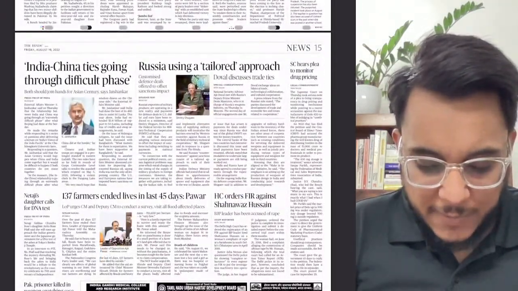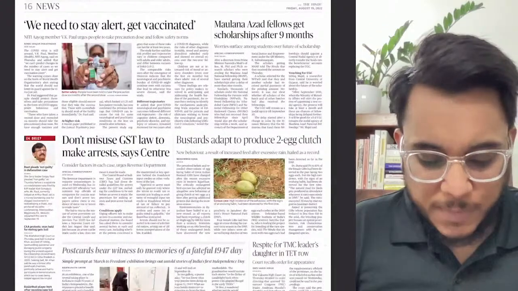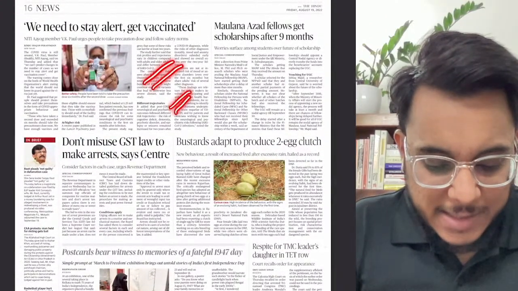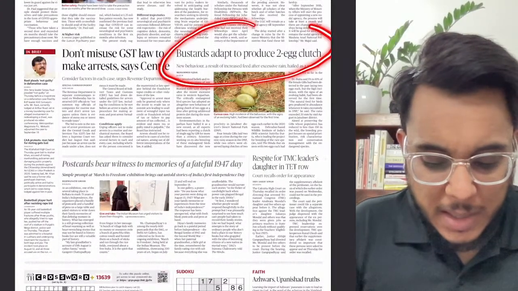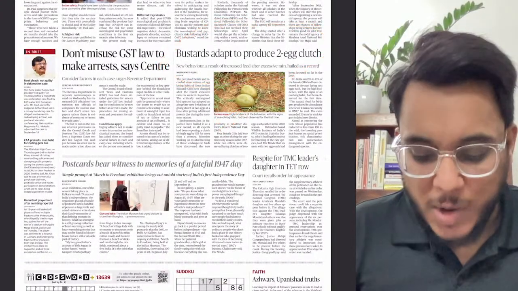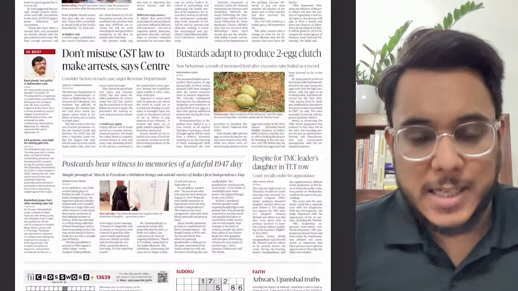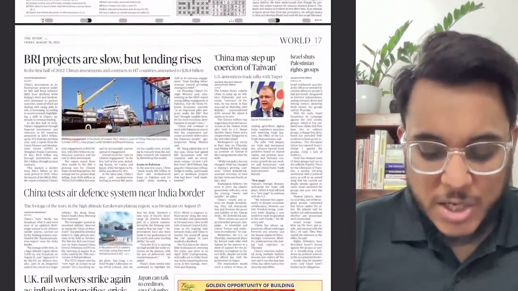Then moving on, after that guys, in this particular direction, fine. So we need to stay alert, get vaccinated, so the precaution doses are to be taken. All these things are provided. Bustards adapt to produce two egg clutch. So we'll see this particular article with respect to the environment and species in the news.